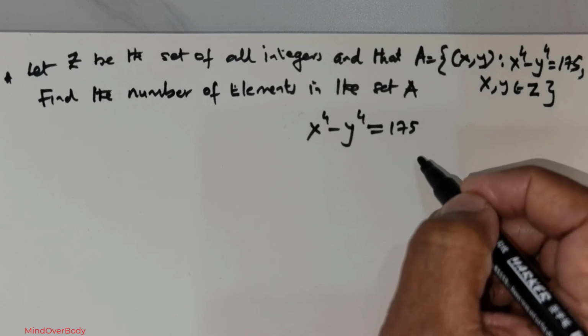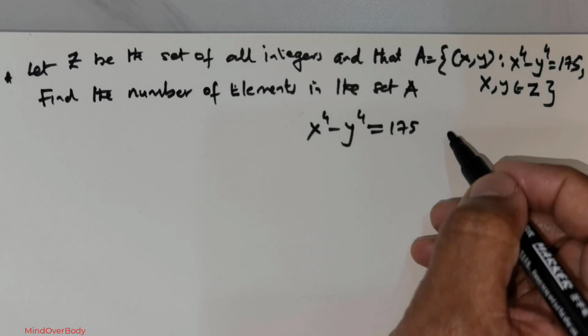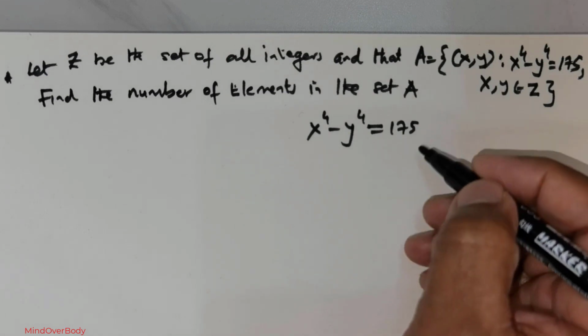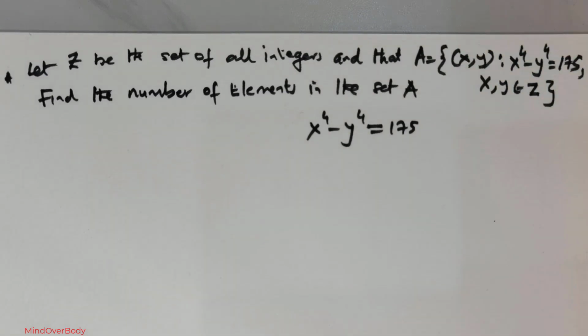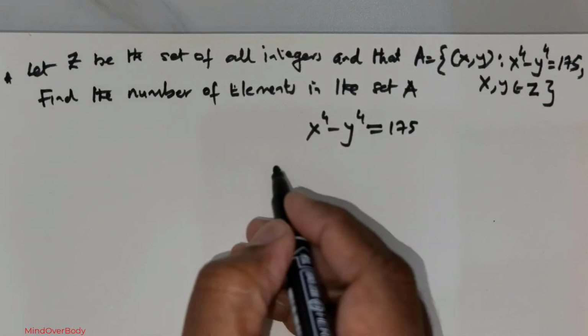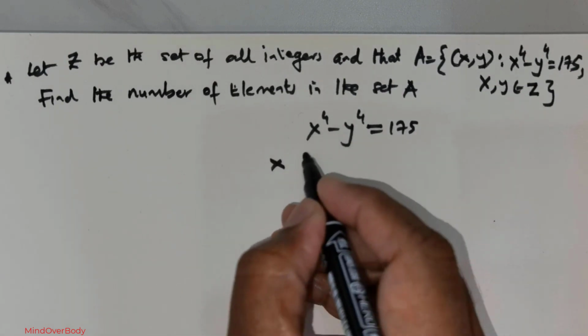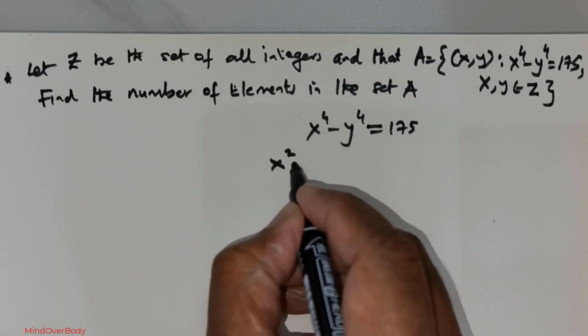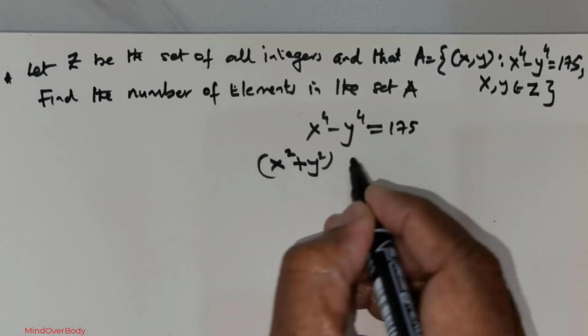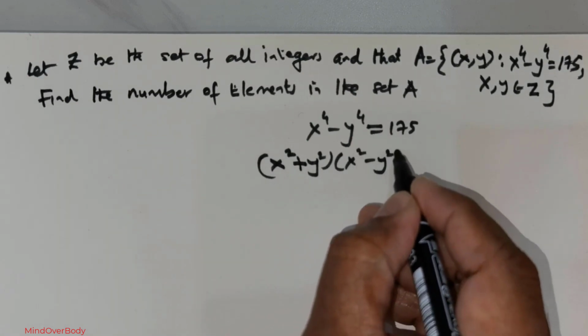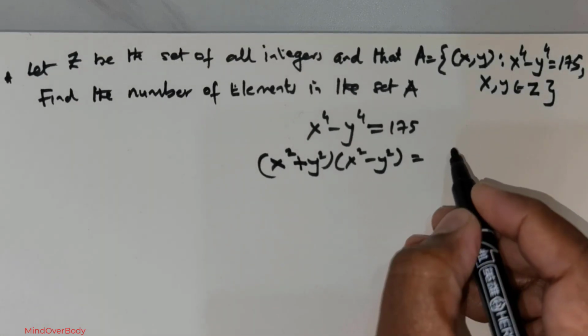In other words, if this question is asked in a competitive examination, by the time we finish the question, the exam would have been already completed. In other words, the time would have already exhausted. So how are we going to do this question? Now, this is how you need to do this question. Rewrite x to the power of 4 minus y to the power of 4 as x squared plus y squared multiplied with x squared minus y squared is equal to 175.